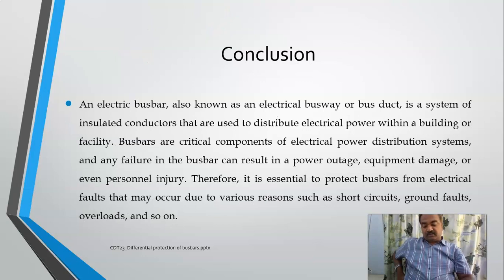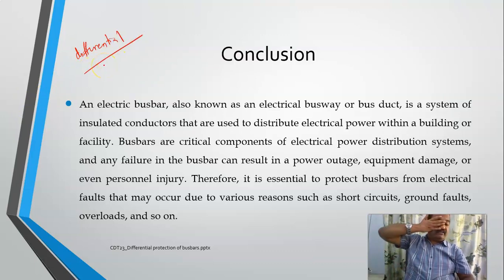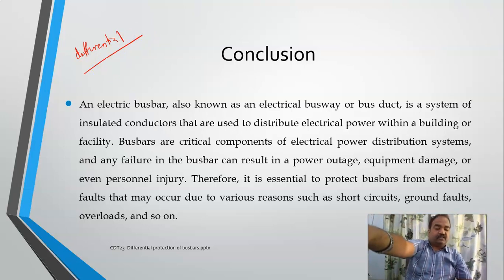Coming to the conclusion, a quick revision of what we have discussed. The electric bus bar is very important and it is to be protected. The common protection scheme is differential protection, and we have seen different types: current differential, voltage differential, and percentage differential protection. The commonly used one is current differential protection, where we employ CTs on every line, incoming or outgoing, which is connected to the bus bar.